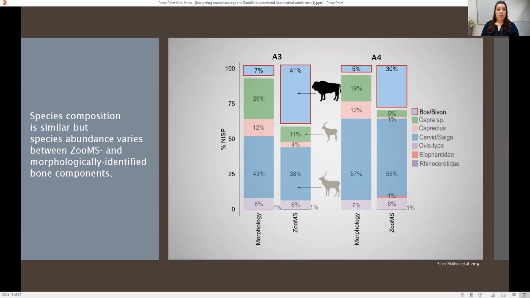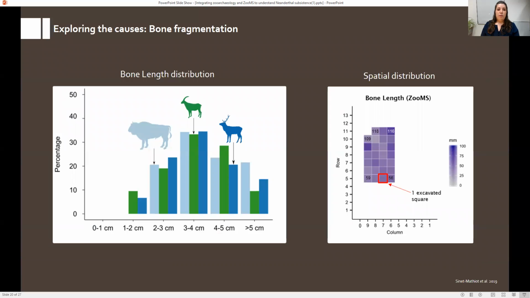So there is a six-fold increase in the number of bison specimens in the ZooMS component, and such a frequency difference in the presence of a particular species between ZooMS and morphology components of the same archaeological unit has never been observed. So then we decided to investigate the causes for this compositional difference. We focus on the ZooMS component and the three main taxa: Capra here in green, Cervids in dark blue, and Bos/bison in light blue.